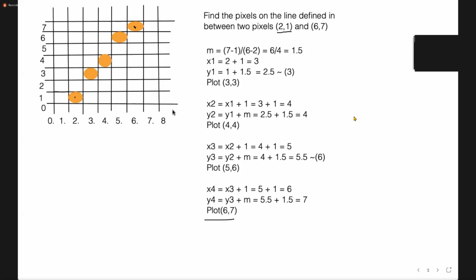Deepika saying yes. What about others? My question is whether this line is continuous, because we have done the calculation, we have identified what are the pixels which are on the line. We identified the pixels on the line. Now my question is whether it is continuous.